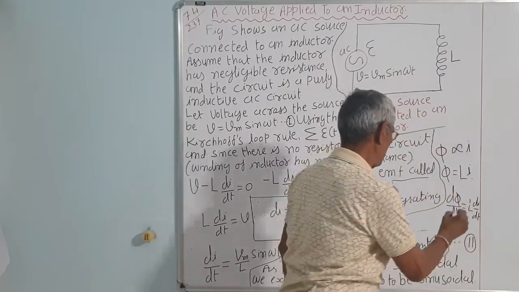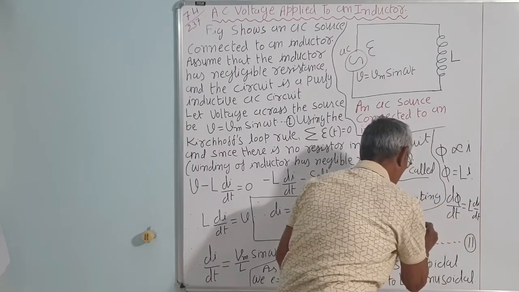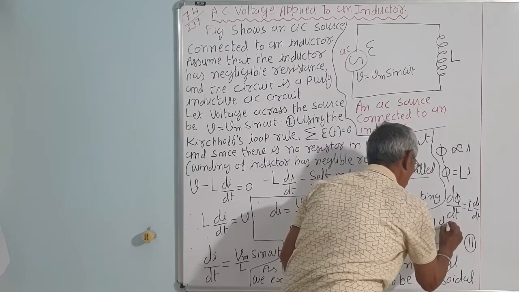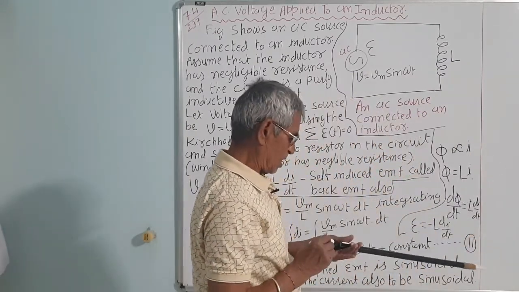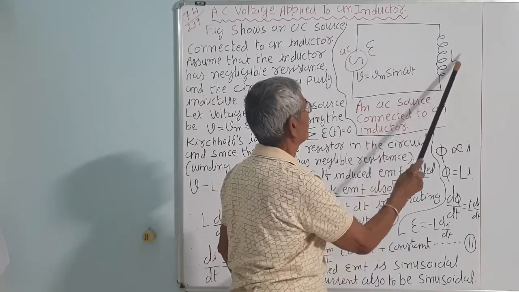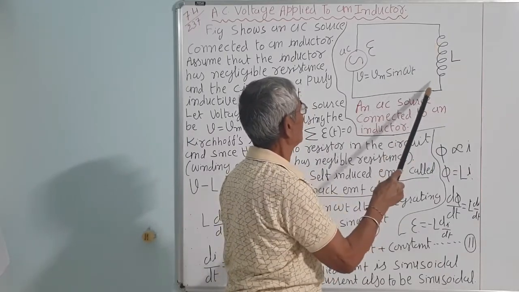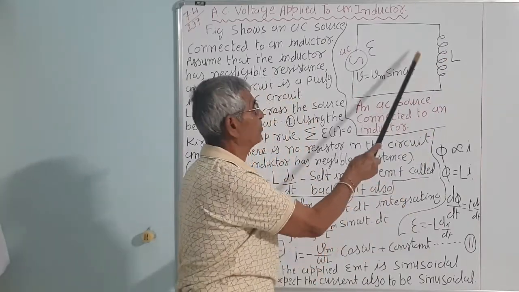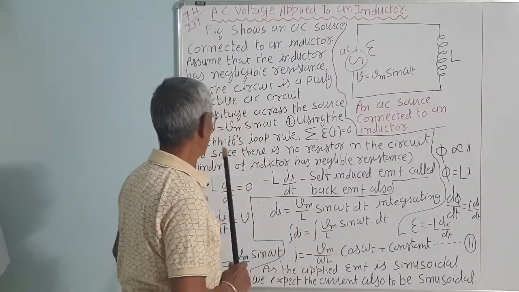According to Lenz's law, the induced EMF is the rate of change of flux, and that is minus L di by dt, opposite to the very cause producing it. It opposes: if current is flowing in this direction, the induced EMF will be in the opposite direction. When the current is downward, the induced EMF will again be in the opposite direction. So if the current increases, it opposes the growth of the current; if it decreases, it opposes the decay of the current.